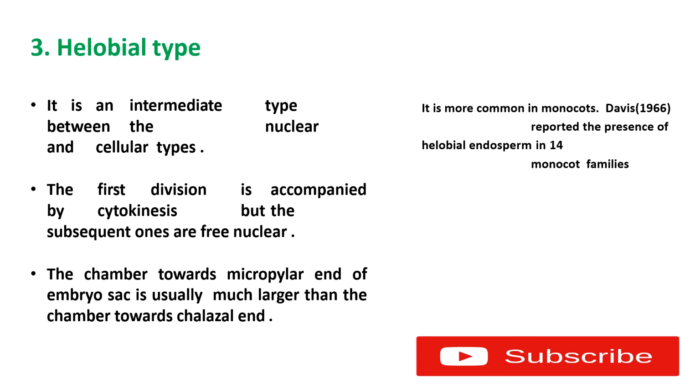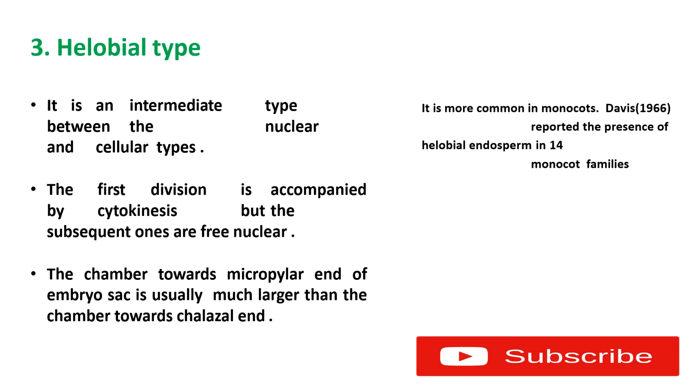The third one is the helobial type, which is an intermediate type between the nuclear and the cellular type, which means the helobial type has the characters of both the cellular and the nuclear type of endosperm formation. Here you can see that the first division is accompanied by cytokinesis, and after that all the divisions are free nuclear.